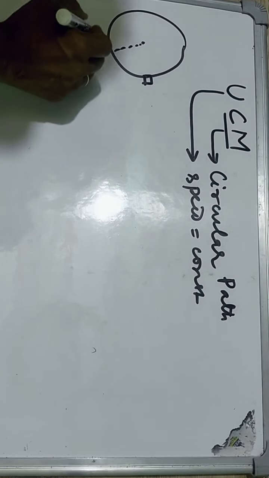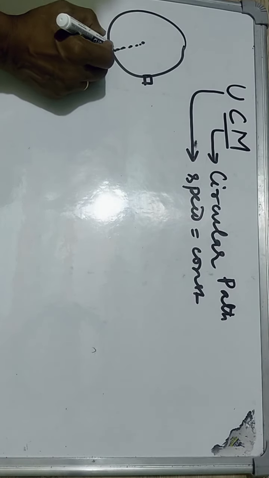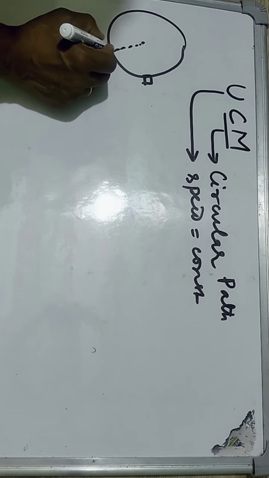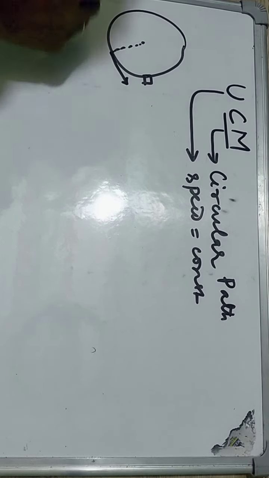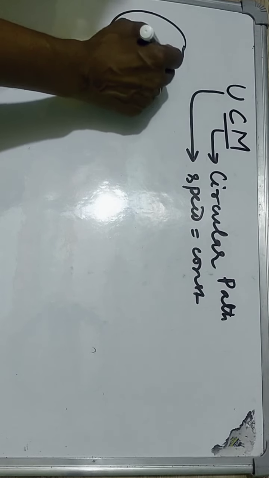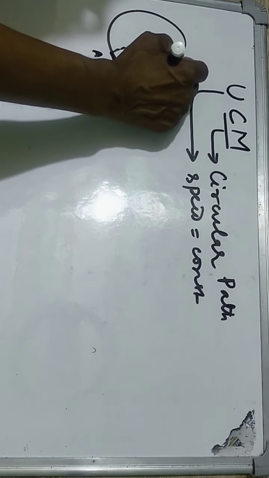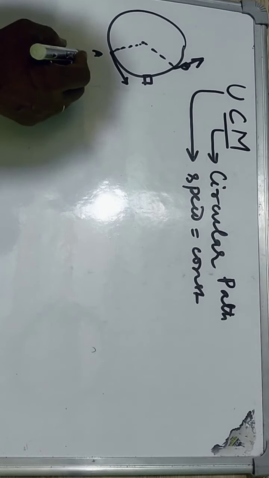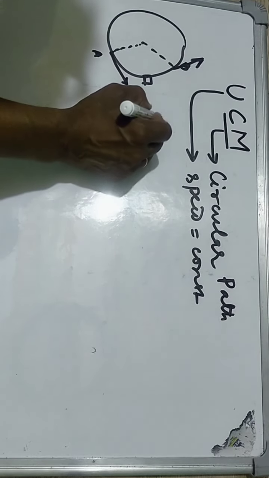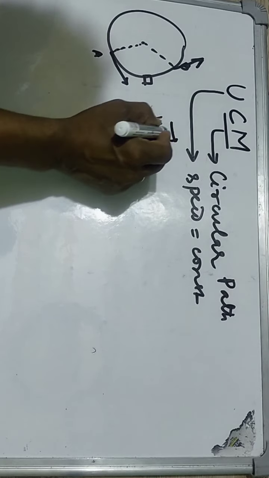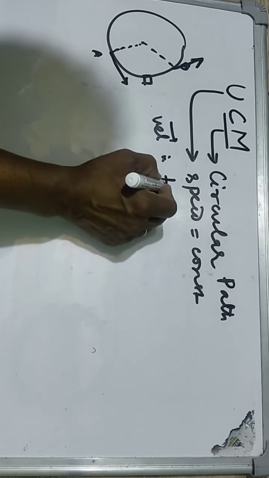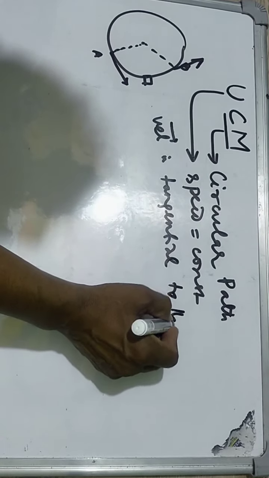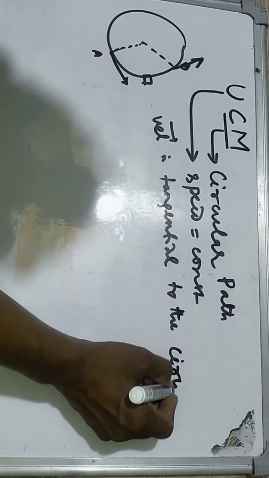at a certain time the position of the object is at A, after some time it reaches B. At each instant of time, the velocity direction is tangential to the circle.